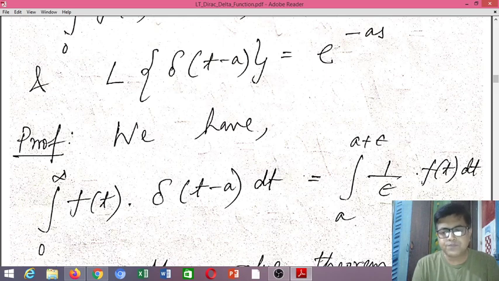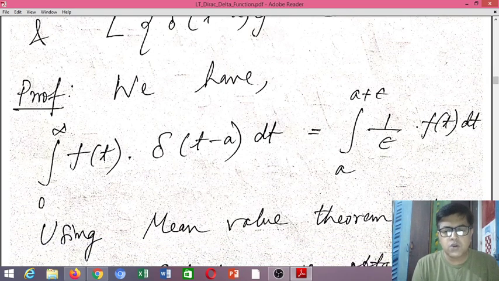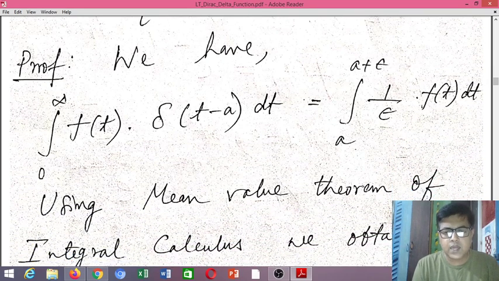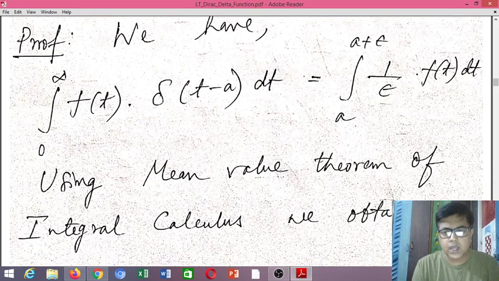Now by definition of unit impulse function, the integral from 0 to infinity of f(t) delta(t minus a) dt will be equal to the integral from a to a plus epsilon of 1 by epsilon into f(t) dt, because delta(t minus a) is equal to 1 by epsilon from t equals a to a plus epsilon, right? Now, if we use the mean value theorem of integral calculus on this integral, what do we obtain?